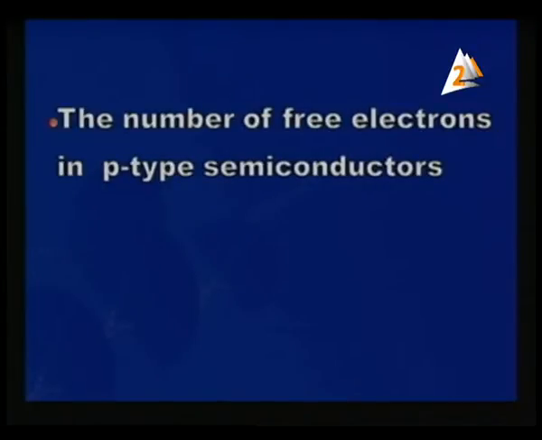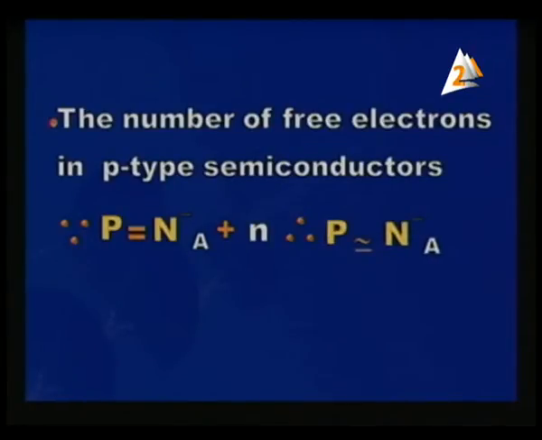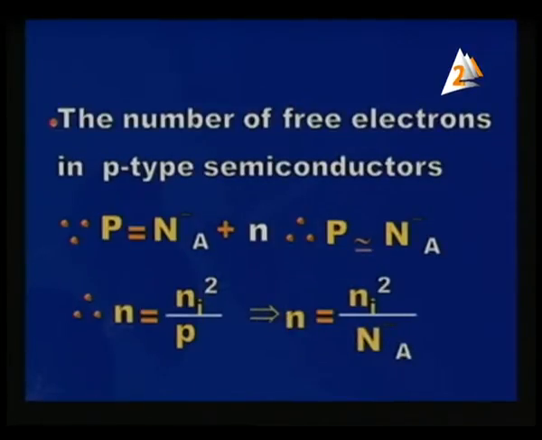Number of free electrons in the p-type semiconductors. The free electrons are the minority charge carriers. P is equal to N negative A plus small n, where small n is the number of electrons. P is roughly equal to the number of negative acceptors. So we can say the number of minority charge carriers, the number of free electrons, is equal to Ni squared over P, so it is equal to Ni squared over N negative A, the number of negative acceptors.